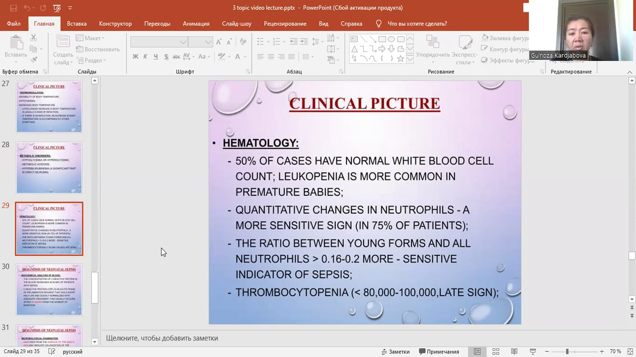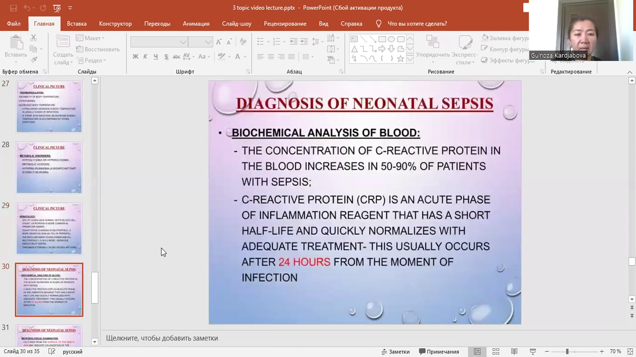Quantitative changes in neutrophils are a more sensitive sign, in 75% of patients. The ratio between young forms and all neutrophils is a more sensitive indicator of sepsis. And thrombocytopenia, less than 100,000, is also a sign. Biochemical analysis of blood: the concentration of C-reactive protein in the blood is increased in 15 to 90% of patients with sepsis.